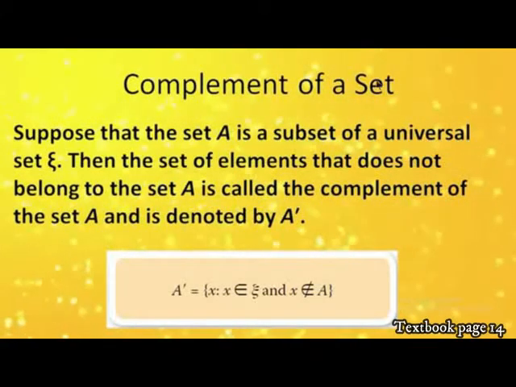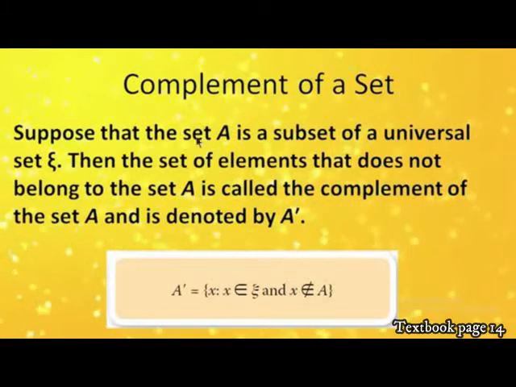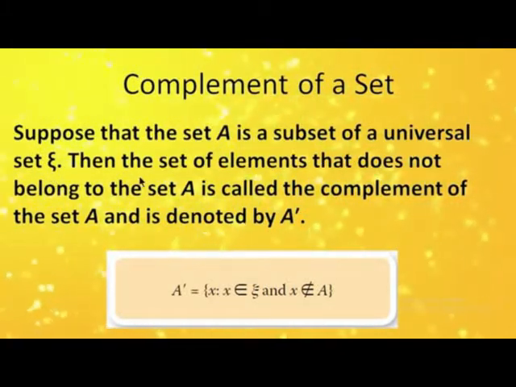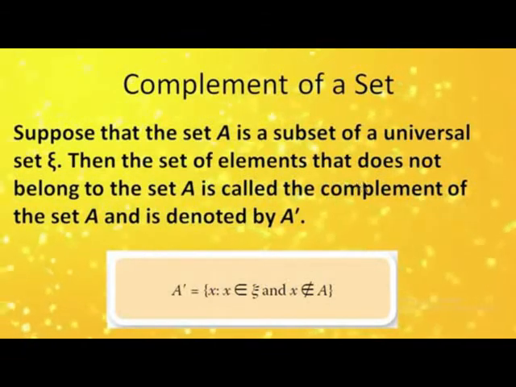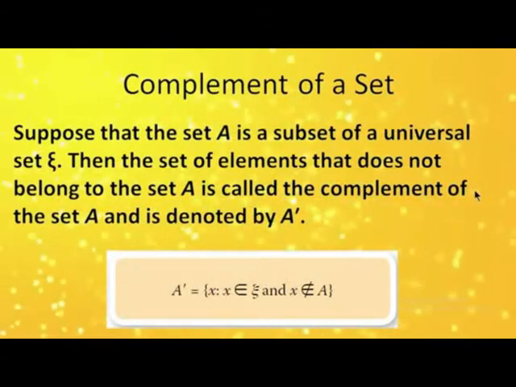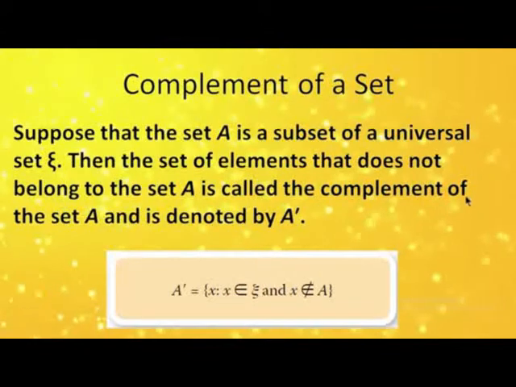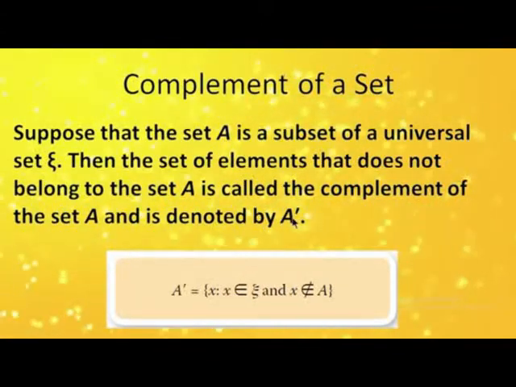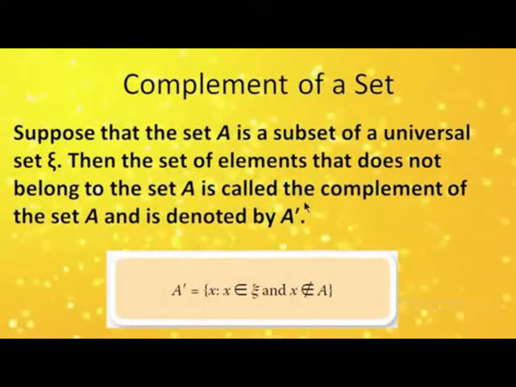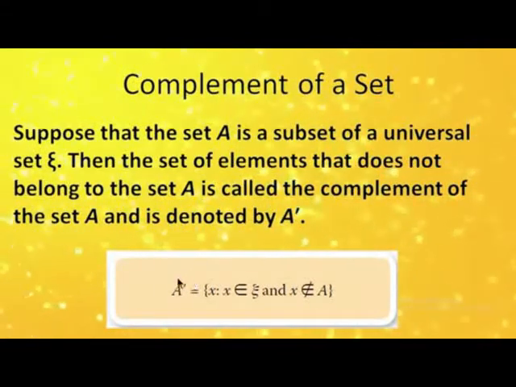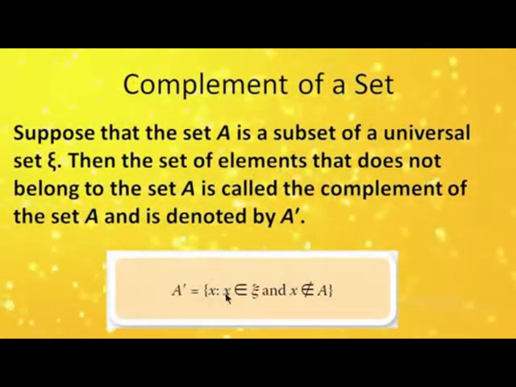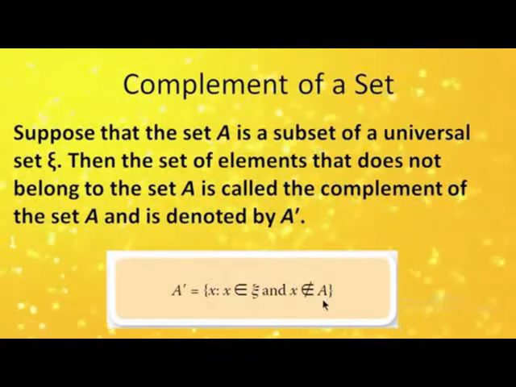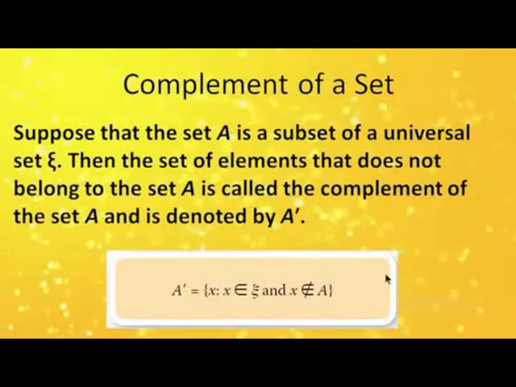Complement of a set. Suppose that the set A is a subset of a universal set. Then the set of elements that does not belong to the set A is called the complement of the set A and is denoted by A prime or A complement. So the elements of A complement are x, where x belongs to the universal set and x does not belong to set A. Let's jump to the example.